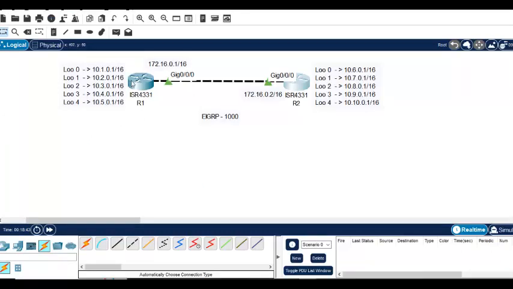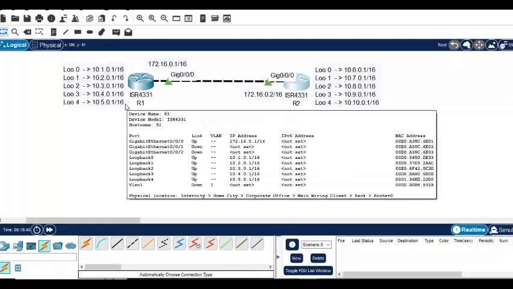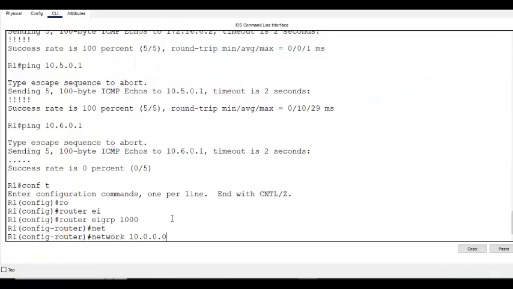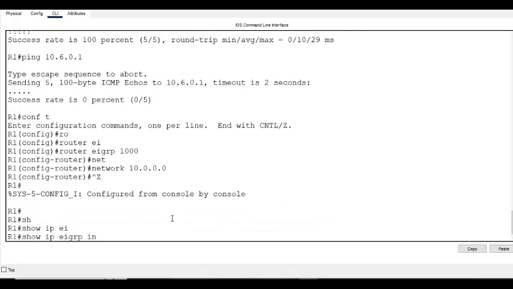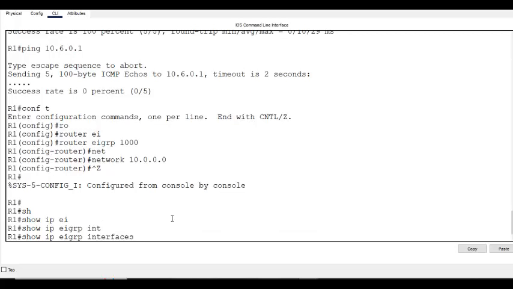Let me show you now. Show IP EIGRP interface. How many interfaces do you think the router will be running EIGRP? How many interfaces are there? Exactly. All 5 interfaces will be running EIGRP because of this one command. You see? Loopback 0 to loopback 4. All 5 interfaces are running.